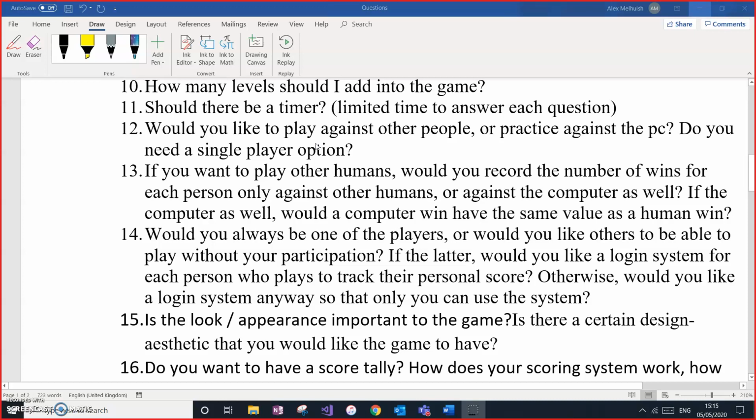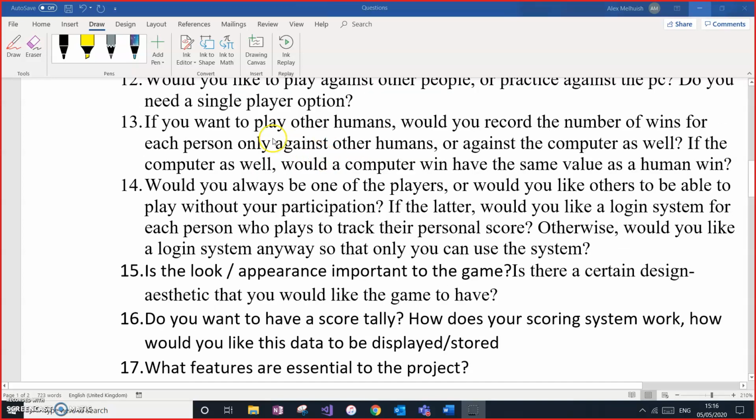Would you like to play against other people or practice against the PC? Do you need a single player option? I think you might have been able to guess what my answer to this is from some of the answers I've already given. I would like to be able to play against other humans, or if there's no other human to play against, I would like to be able to play against a computer-based opponent as well. So yes, there would be a single player option. I'm expecting that in the basic version of the game to be able to do both of those. Okay. Number 13. If you want to play other humans, would you record the number of wins for each person only against other humans or against the computer as well?